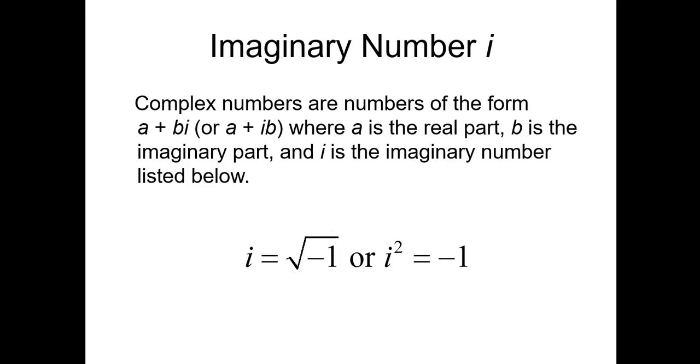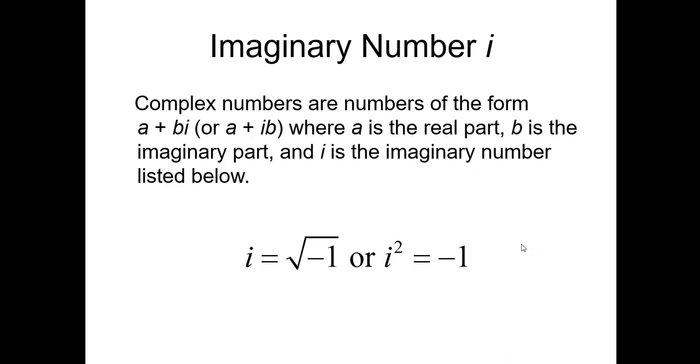Okay, so what does an imaginary number look like? Well, that's in the next slide. It talks about what imaginary numbers look like. They are complex numbers of the form a plus bi. A is the real part, B is the imaginary part, and i is the imaginary number listed below. So you've got i equals square root of negative one, or i squared equals negative one.